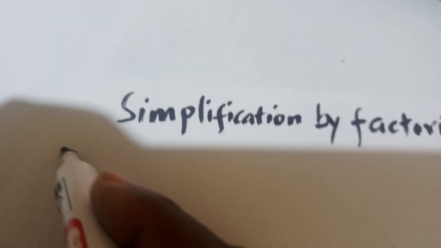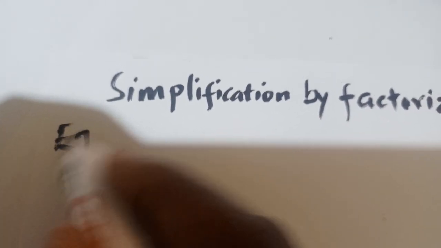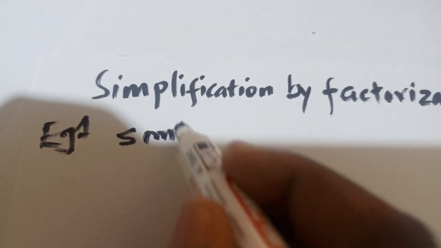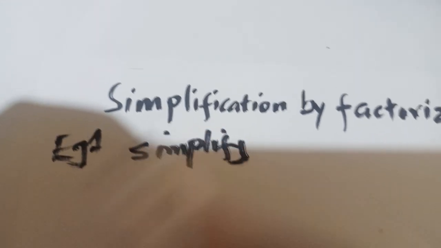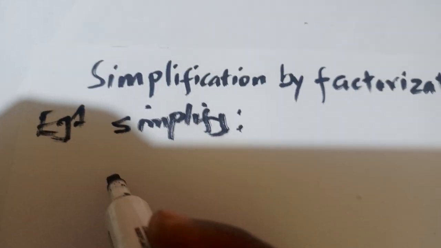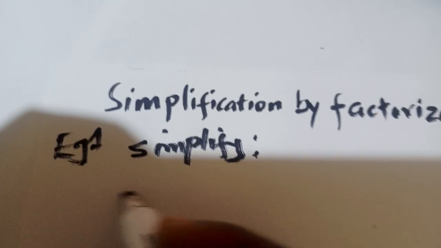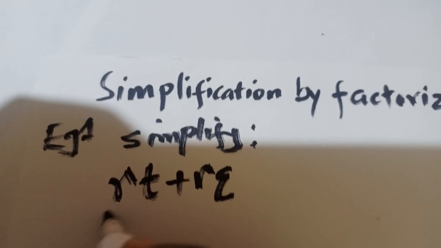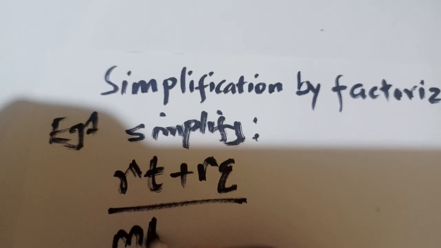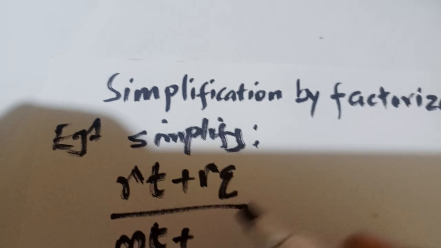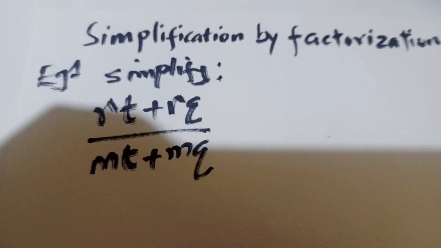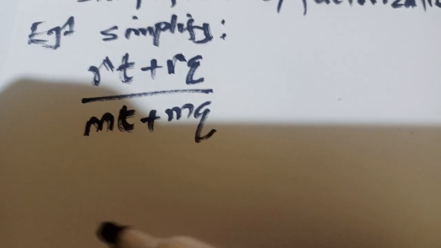You could be asked, let's call it example 1, to simplify an expression like what we have here as, say, RT plus RQ over MT plus MQ. Now, this is an example of an algebraic expression. We can also call it an algebraic fraction because it has a numerator and a denominator.